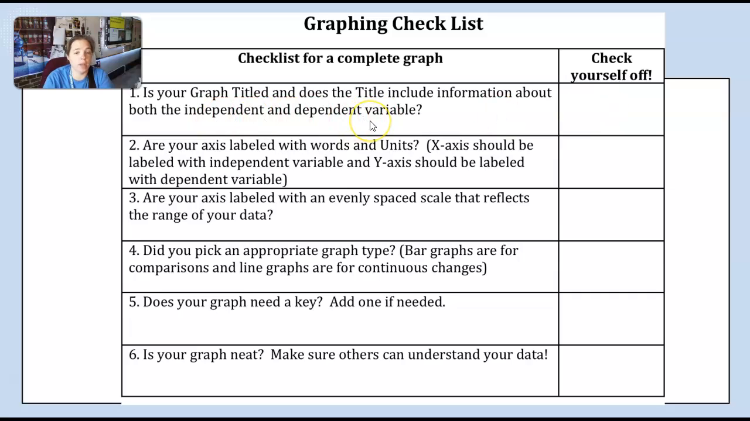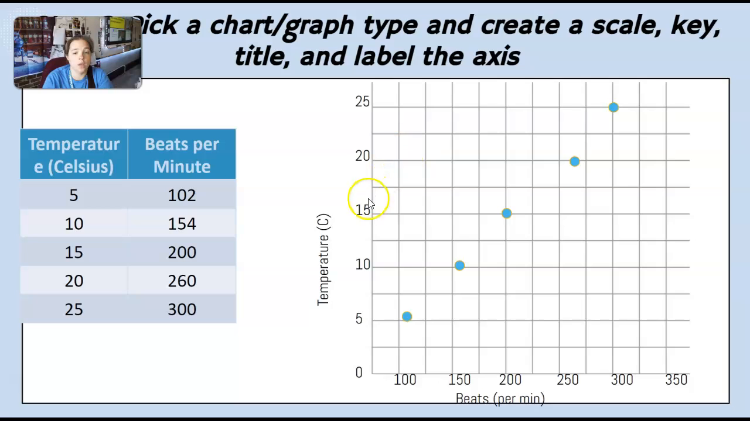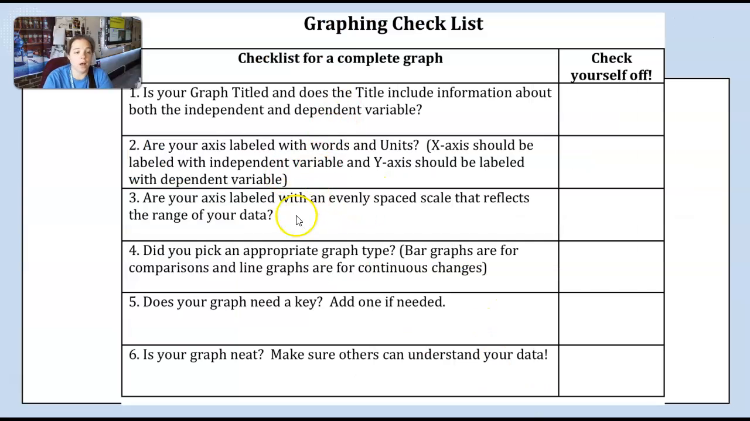You have both the independent and dependent variable labeled, which you did. Axis is labeled with words and units. You definitely have to have those units. That's why if you look here, there's degrees Celsius and beats per minute. Labeled with evenly spaced scale. That's what I was talking about. 2, 4, 6, 8, 5, 10, 15, 20, 100, 50, 200 has to be even.